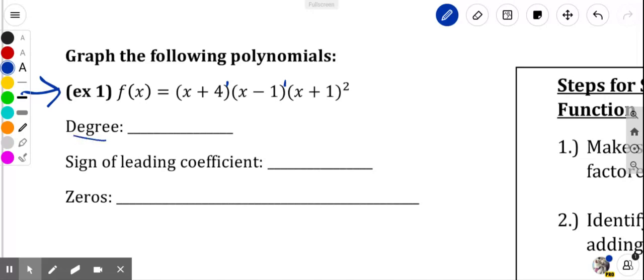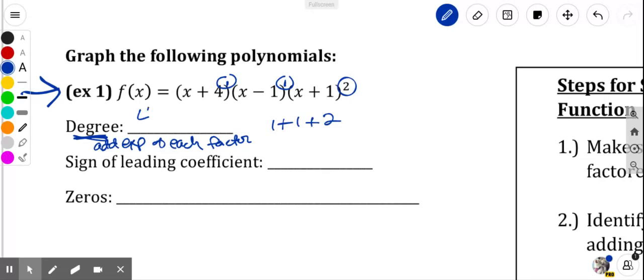So to get the degree of the polynomial, you add the exponents of each factor. So in this one, we're going to take 1, 1, and 2. We're going to add 1 plus 1 plus 2, which is 4. Really, we care whether the degree is even or odd. That's the most important thing, so then we can figure out the end behavior. So 4 is an even number, so we would say it's an even degree function.